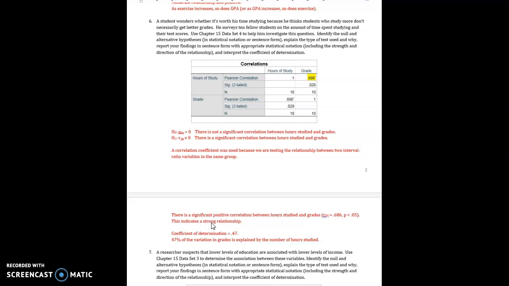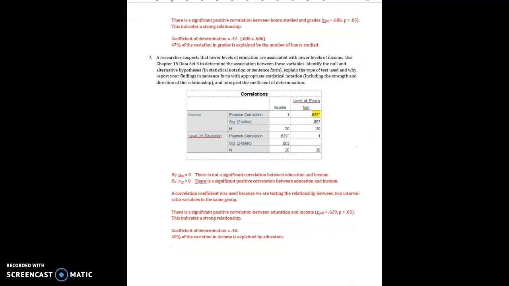Then the last part of this problem is the coefficient of determination. Recall the coefficient of determination is calculated by the R times itself. So 0.686 times 0.686 is 0.47. We then interpret that as saying 47% of the variation in the dependent variable is explained by the independent variable. In this circumstance, that's 47% of the variation in grades is explained by the number of hours studied.